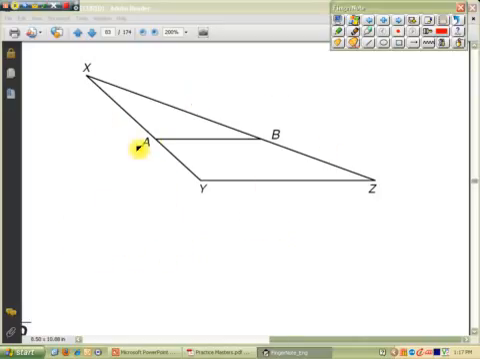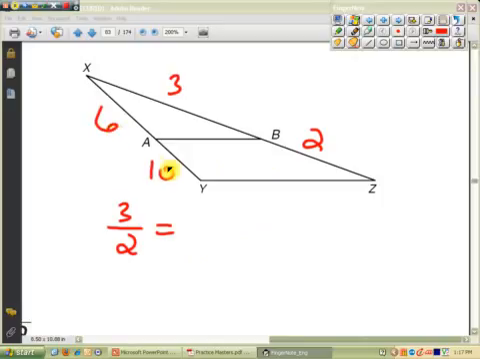Alright, number 2, same type of problem. We got XB is 3, BZ is 2. So there's your first proportion. That's 1.5 if you equal it. And then we have AX is 6 and AY is 10. So you got to do 6 over 10, and that doesn't work at all because it's not 1.5 if you divide it.